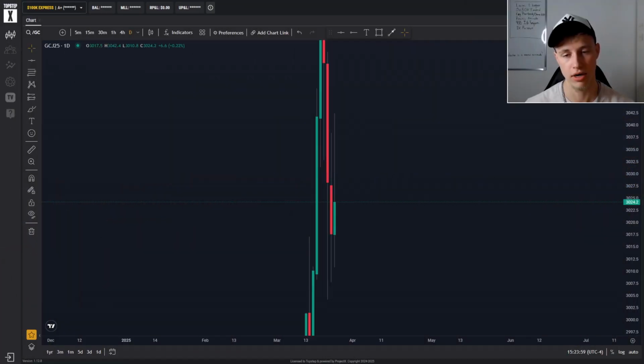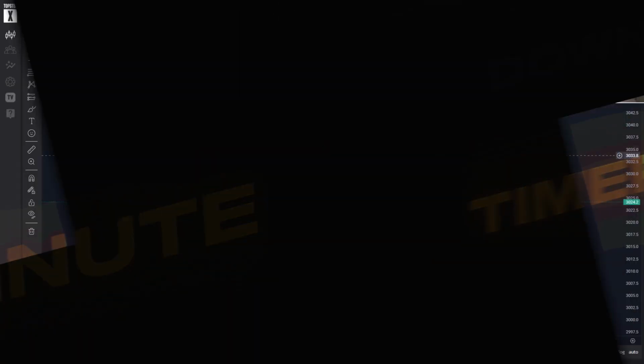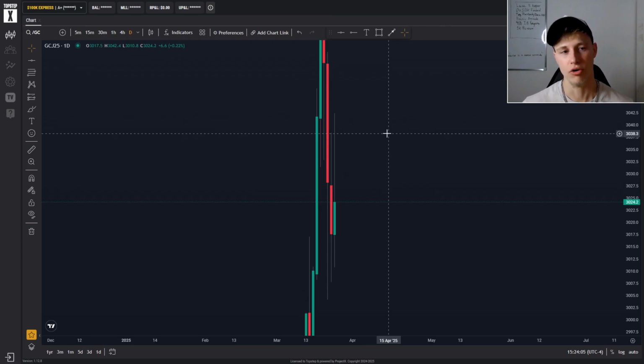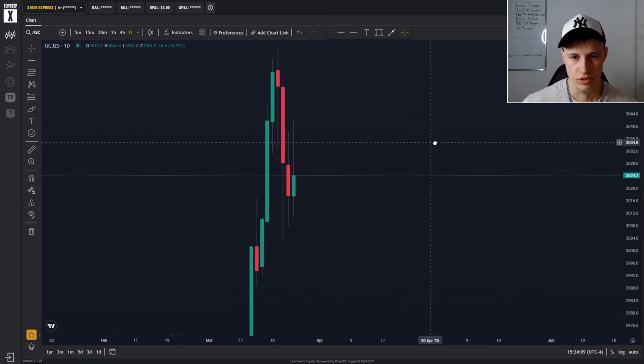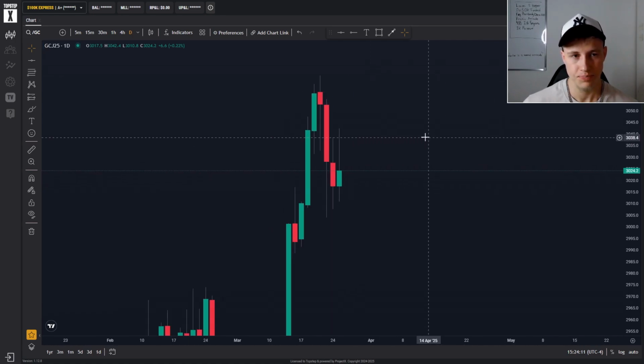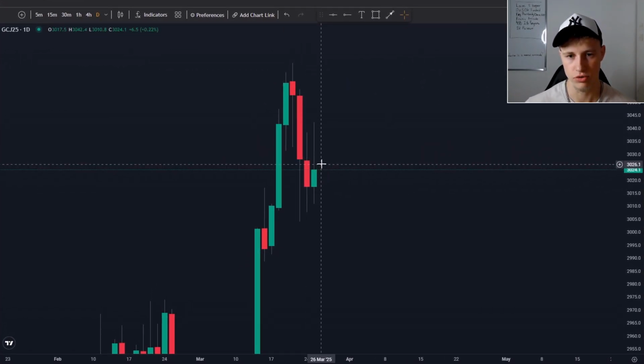Today we're going to talk about how we break down gold, and how I'm breaking it down from the daily time frame down to the 15-minute time frame, and how we can make a story out of each time frame here. So basically we're going to start off with the daily time frame and see how the previous candle closed.